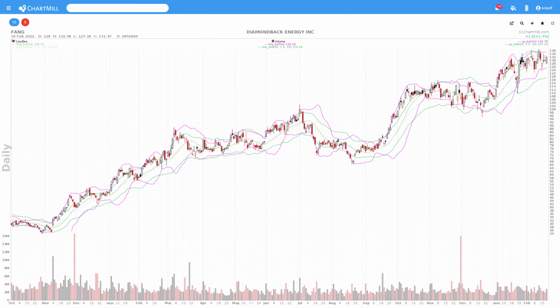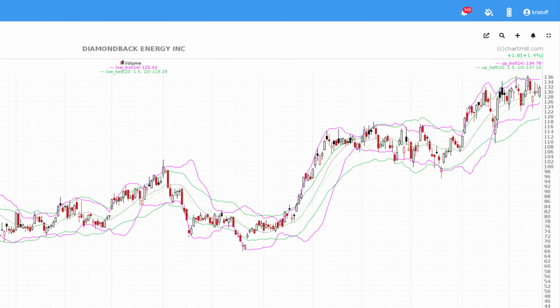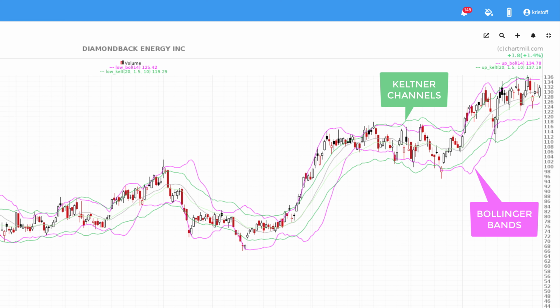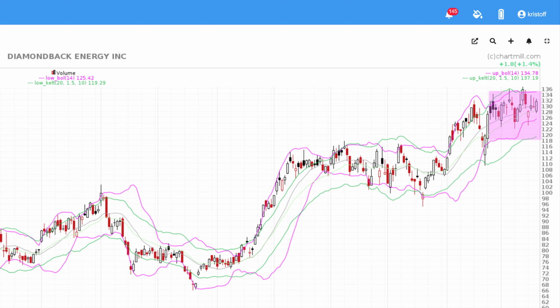This screen uses 2 technical indicators that are closely related, the Keltner channels and the Bollinger bands. A squeeze setup occurs when the Bollinger bands are inside the Keltner channels. When this happens, the stock has been trading in a narrow range for a while. A big move could occur when the stock breaks out of this trading range.